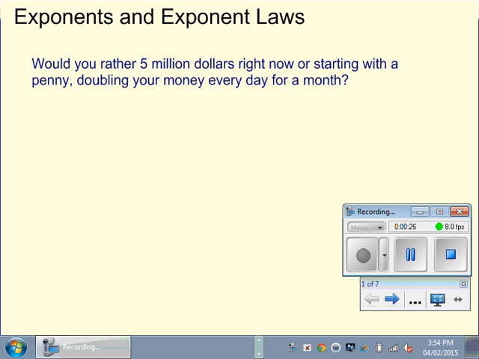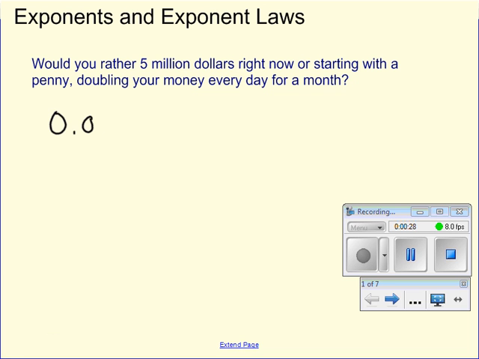in this case, we have a penny which is $0.01, and we double it. Well, if we double it the first time, we're only going to get 2 pennies, and then 4 pennies, and so on and so forth. A month is usually 30 days.